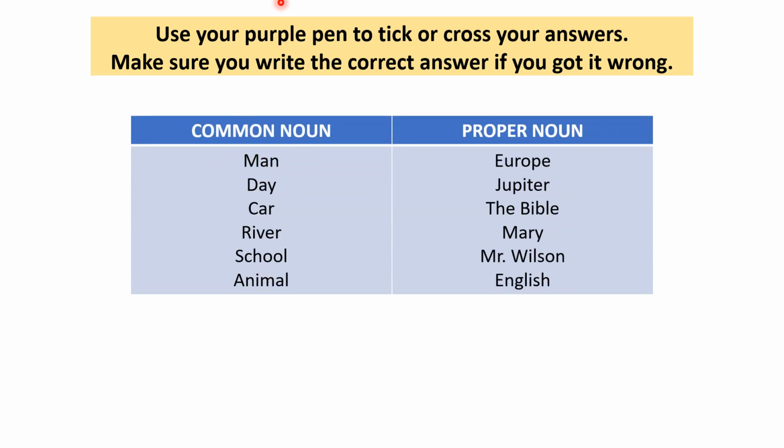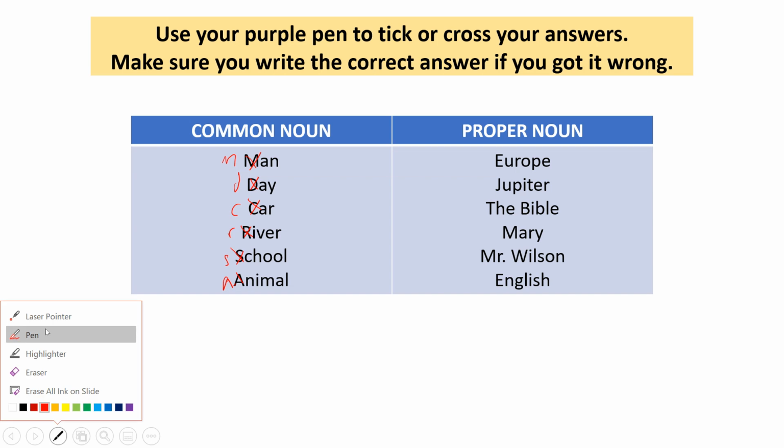So, this is what it should look like. Our common nouns shouldn't be capital letters actually, I think it's auto-corrected, so they should be lowercase, so I'm going to correct that now. That's my fault. Actually, I blame the computer. Man, day, car, river, school, and animal. Sorry about that. That's what it should look like.